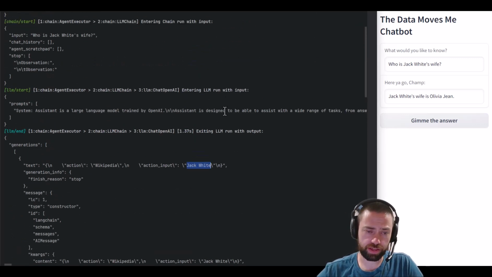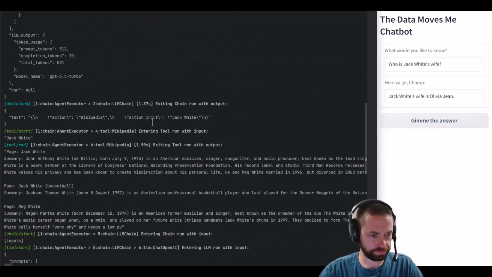I think this is pretty cool. The agent knows that it has Wikipedia enabled as a tool, and it's therefore able to identify that this is a good question to go to Wikipedia for and give that as a response.